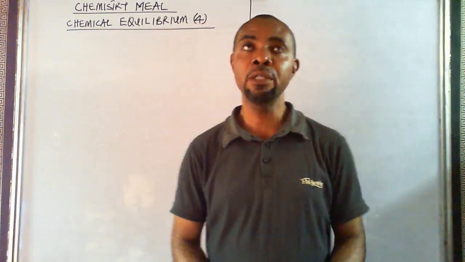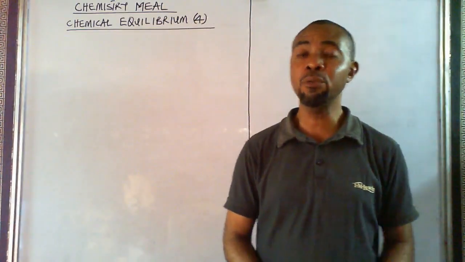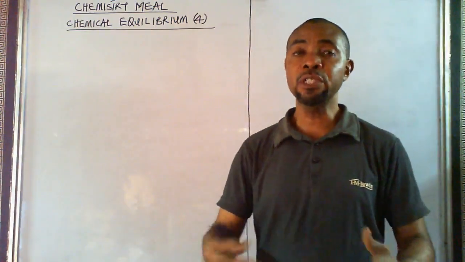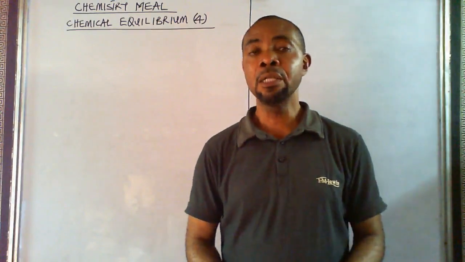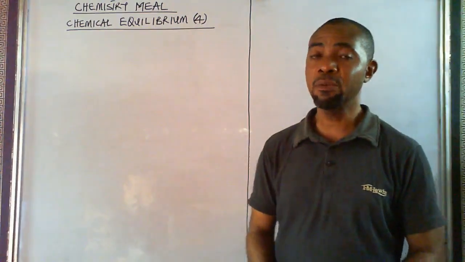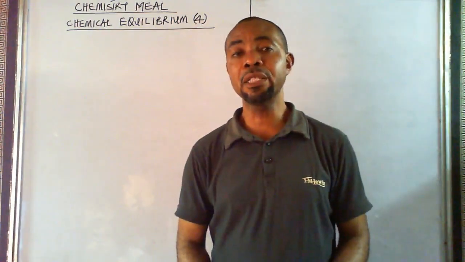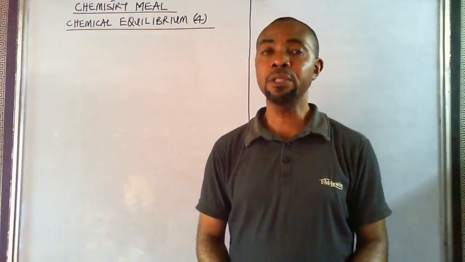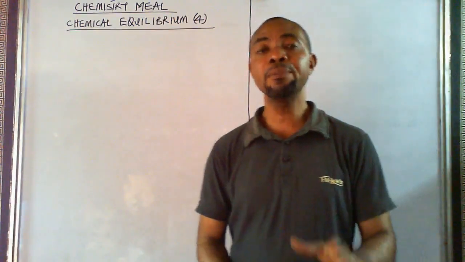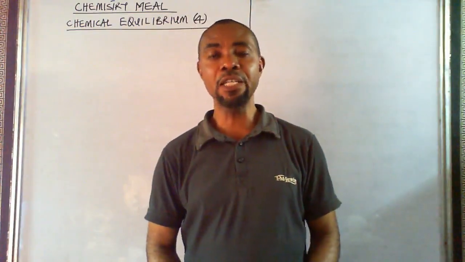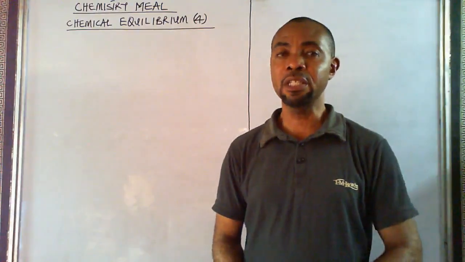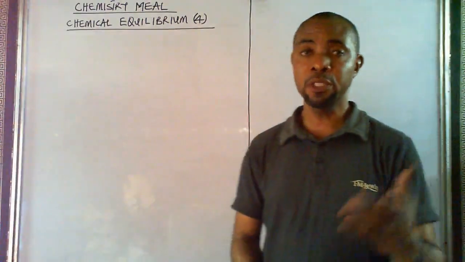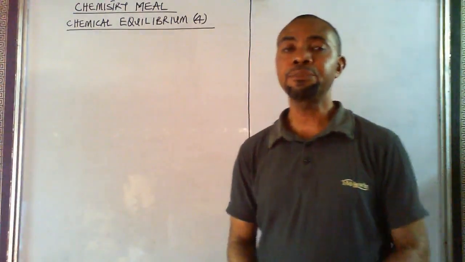Welcome to Chemistry Meal. Today we are looking at chemical equilibrium part 4. We looked at part 1, where we considered the meaning of chemical equilibrium and the characteristics of a system in equilibrium, part 2, where we considered Le Chatelier's Principle, and part 3, where we looked at the effect of temperature. In this part 4, we will consider the effect of concentration on a system in equilibrium, and after that we move on to the effect of pressure, maybe in part 5.